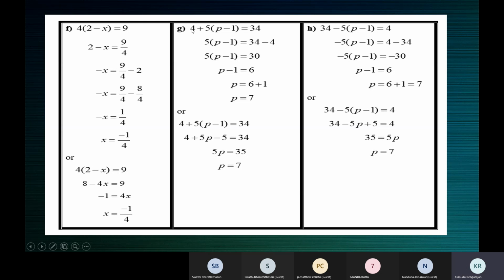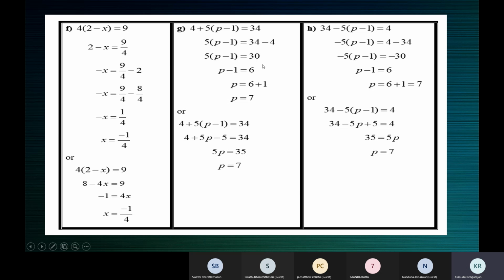Ma'am, we subtract 4 from both the sides, ma'am. Okay, now we know to transpose. So we should say transpose. Ma'am, transpose 4 to the RHS from the LHS of the expression, ma'am. Okay. So plus 4 on the other side becomes minus 4, and 34 minus 4 is 30.